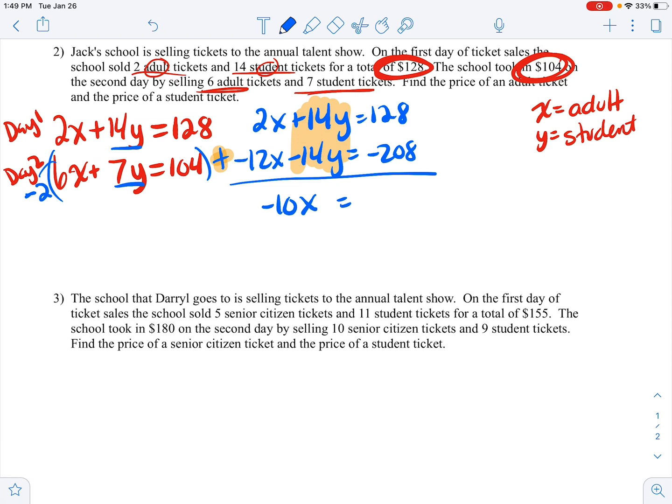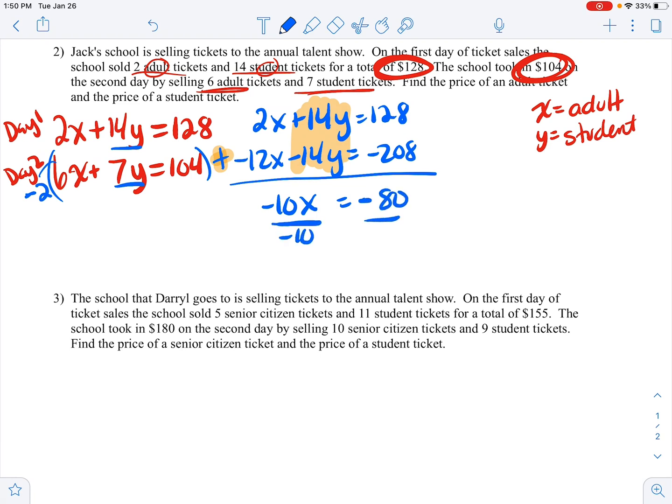And then 128 plus -208 would give us, where am I? Oh my goodness, I just lost track of my entire thing. Oh my gosh, my phone won't work. There we go. Is -80.